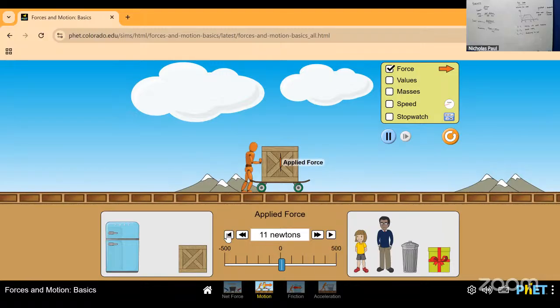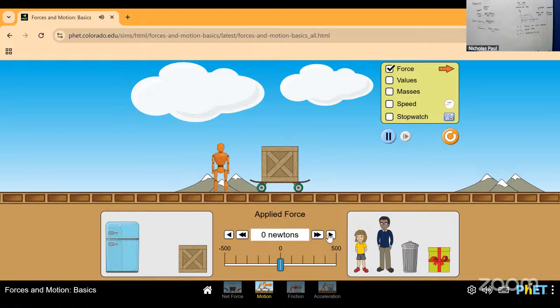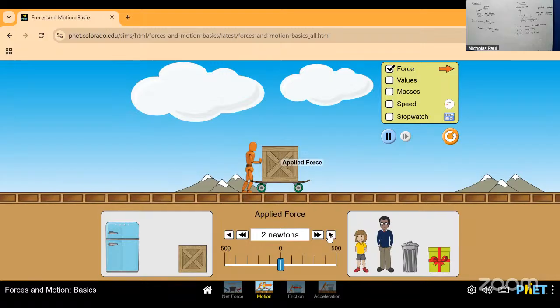Let's apply a smaller force. Why is it not moving? Anybody can guess? Friction. There's friction on the ground, and only when the force overcomes friction do you start to move.